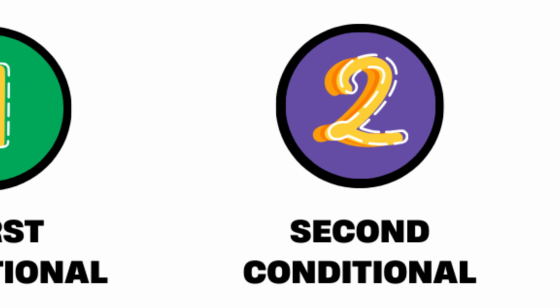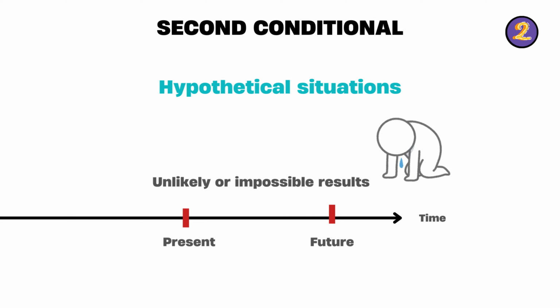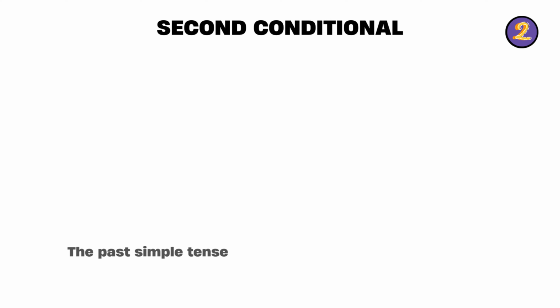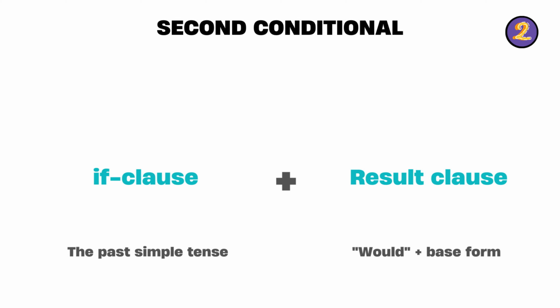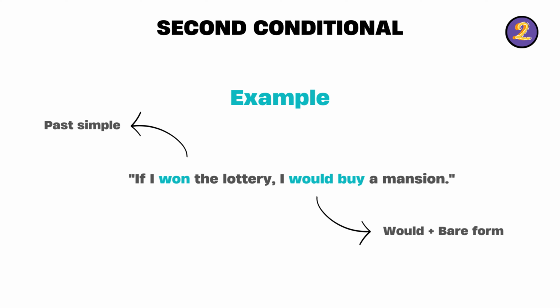Conditional sentences. Second conditional describes hypothetical situations in the present or future and their unlikely or impossible results. It uses the past simple tense in the if clause and would plus base form in the result clause. Example: if I won the lottery, I would buy a mansion.